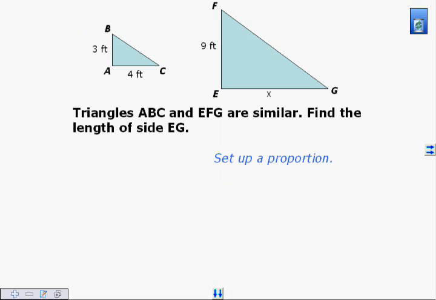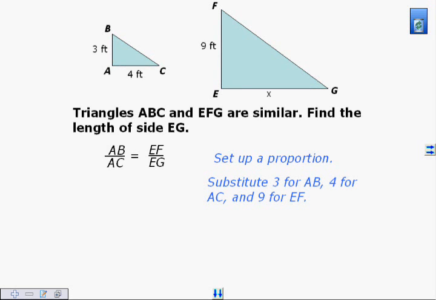First, we set up a proportion. Remember back in similar figures, I taught you how to set up these proportions, that the tops have to correspond to one another, the bottoms have to correspond to one another. So I set AB and EF on top because they correspond with one another. AC and EG correspond with one another, so I set those as the denominators.